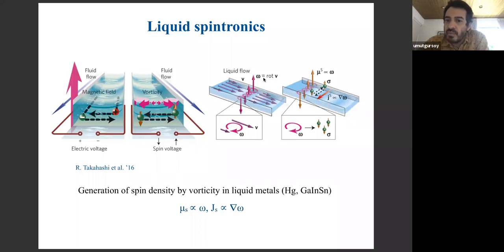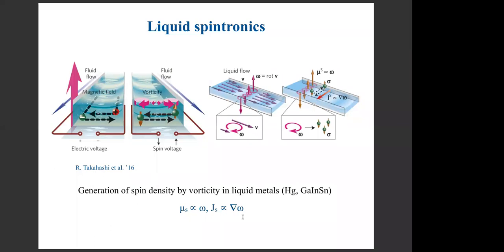So the vorticity is given by the curl of the velocity field. And those are just small vortices that are generated. And because of the spin orbit coupling, these vortices are aligning the spins in the liquid metal with the vorticity. Okay, so here what you see is that some spin density is generated that is proportional to the vorticity, and also a spin current is generated across the pipe that is proportional to the gradient of the vorticity.